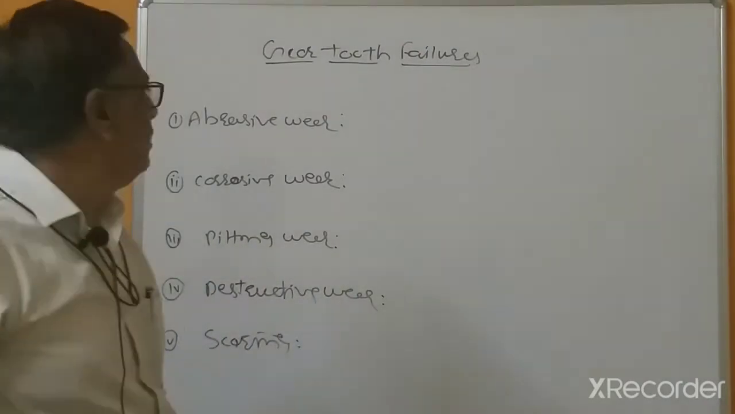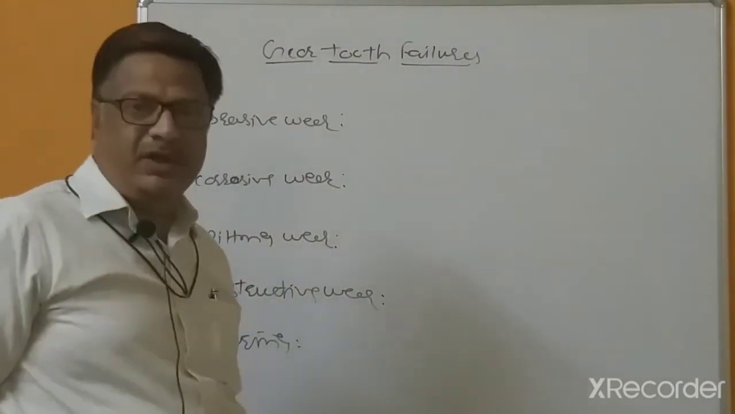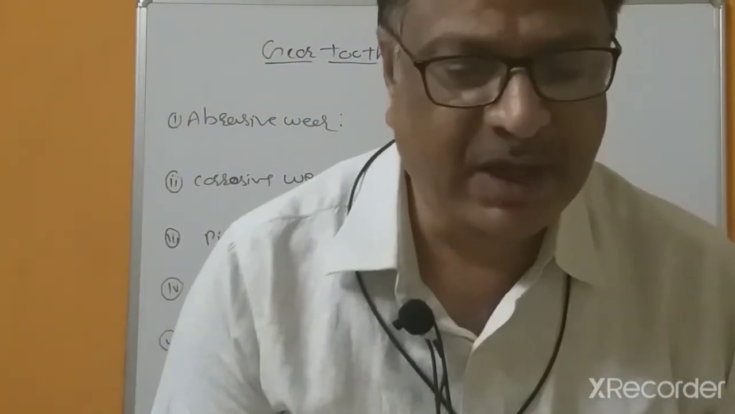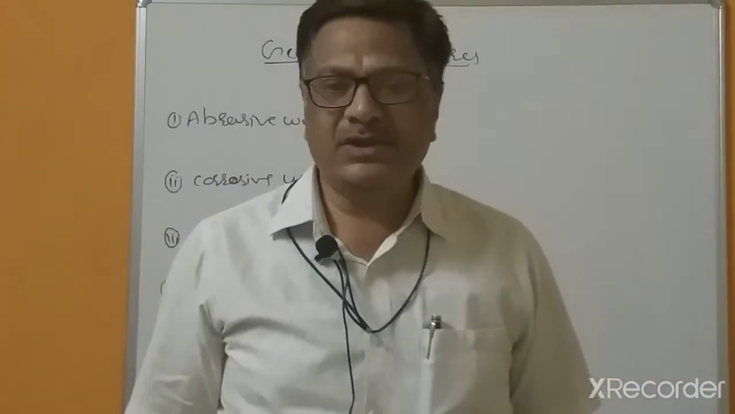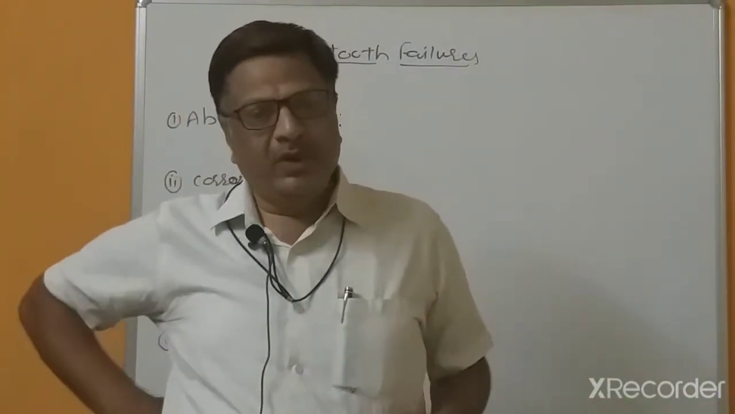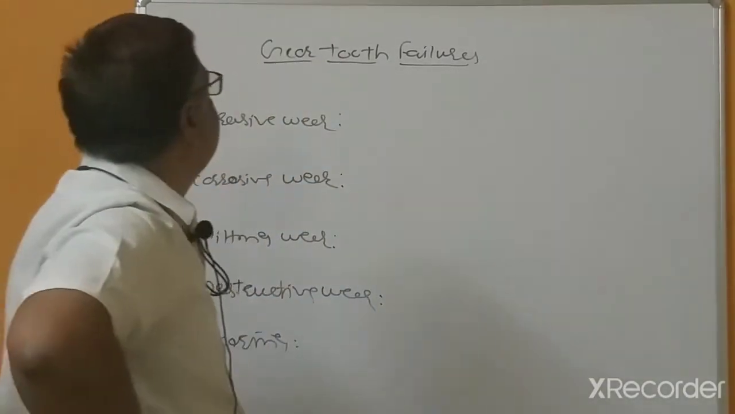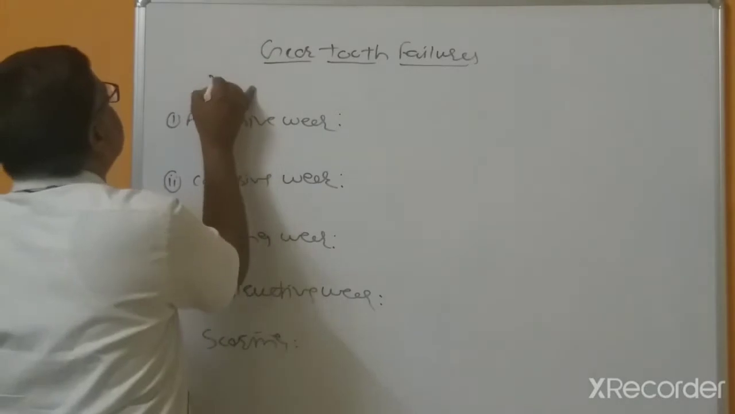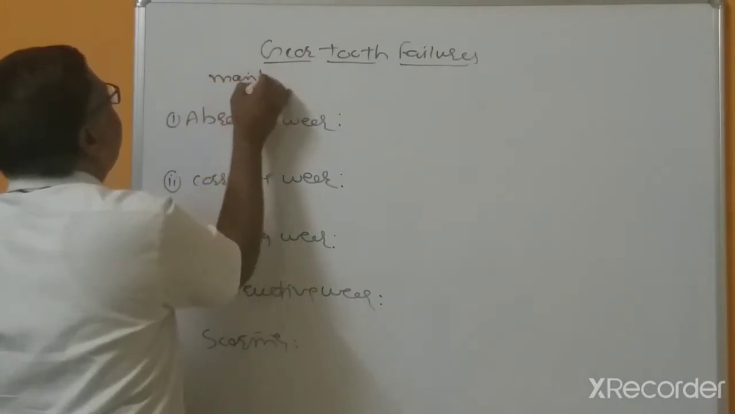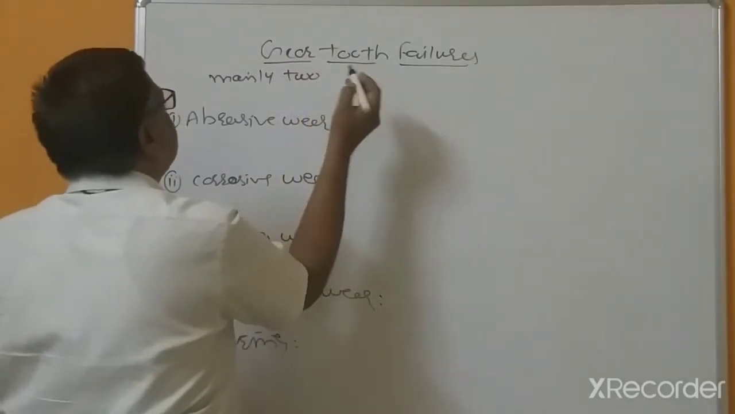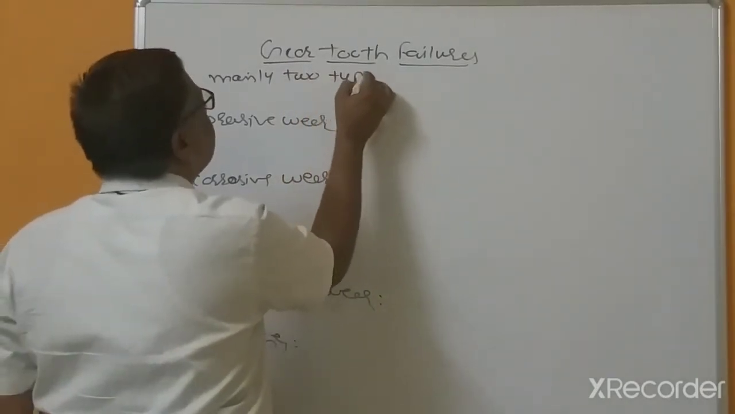So for the design of gears, what are the important parameters? Those parameters are module, face width, etc. But what are the causes of the gear tooth failures? Here there are mainly two causes, two types of failures.